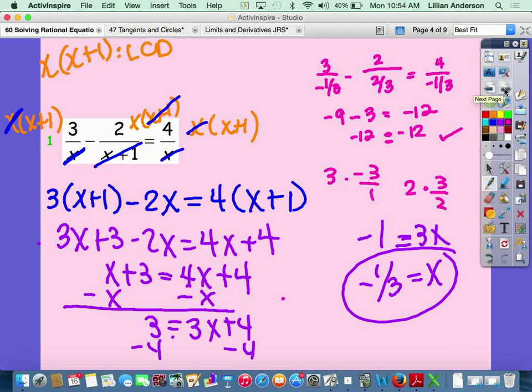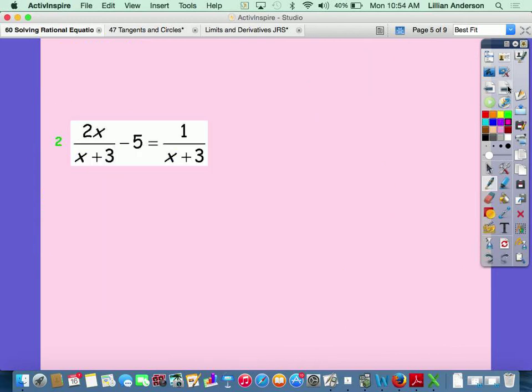My LCD. What is this denominator? Is x plus 3 what this denominator is missing that the other ones have? It needs nothing. It needs a 1. What about this 5? What's its denominator missing? x plus 3. What about this last one? Nothing. So this is my LCD, my lowest common denominator. So that's my first step.